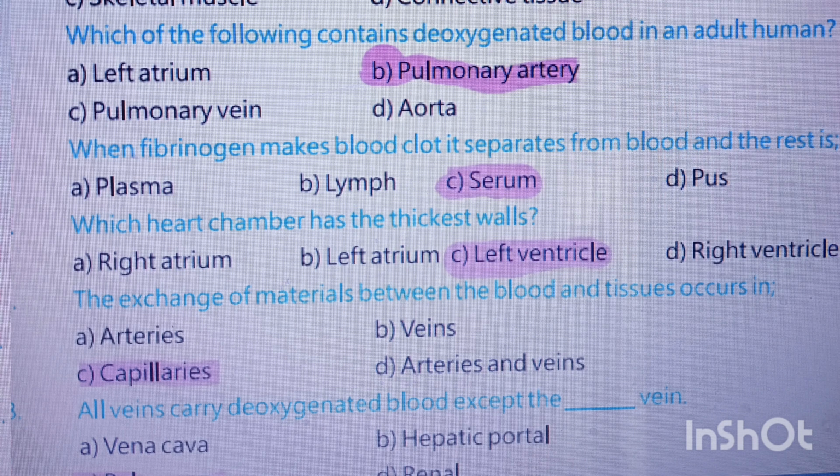Next is, exchange of material between blood and tissue. Who performs the exchange of material between blood and tissue? The right option for this is also option C, capillaries.